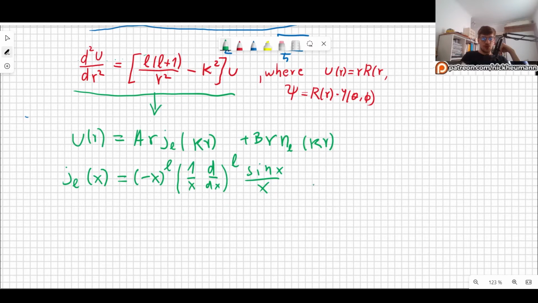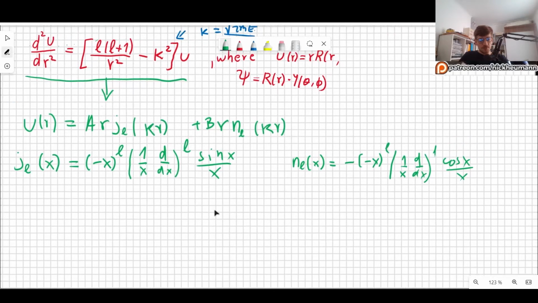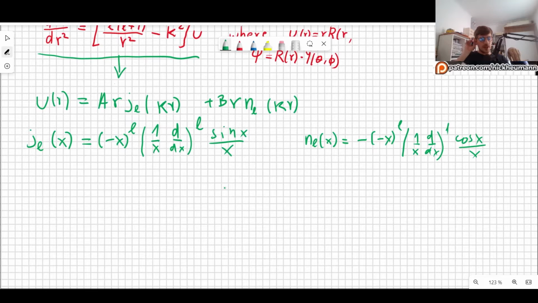And now the spherical Neumann functions, these are defined quite similarly. It is (-x)^L, and then you have the same operator, (1/x d/dx)^L, and now you have cosine of x divided by x. So that is how you define those. We're going to go into them in another video, because we will have entire videos dedicated to knowing how to operate them. But just to show you a little bit what they look like.